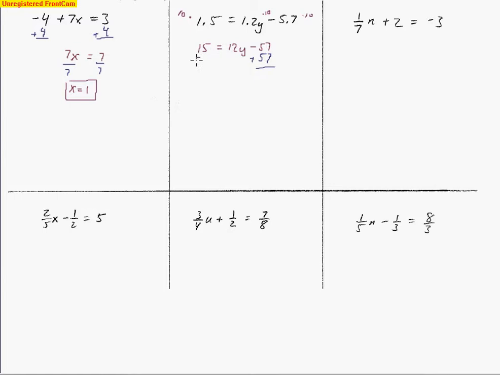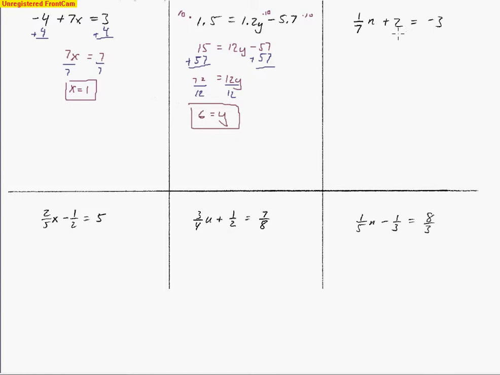So if I add 57 to all sides, it leaves me with 72 equals 12y. So from this point I can go ahead and divide by 12, and 12 does go into 72 evenly. It goes in there 6 times, so y equals 6.